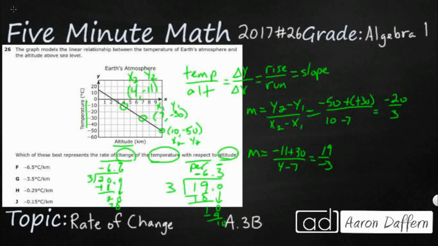So what falls right in between those two? It looks like in between those two is going to be -6.5. So that is going to be my answer, F.